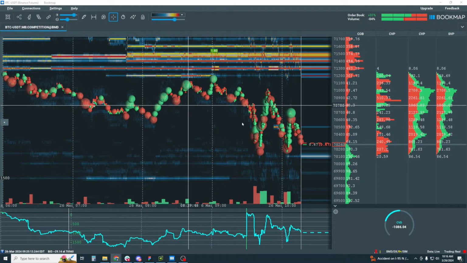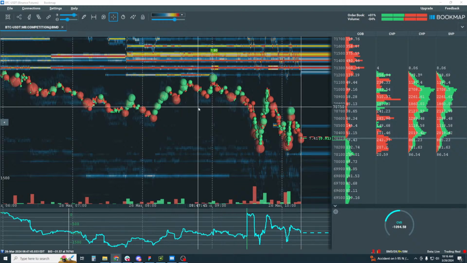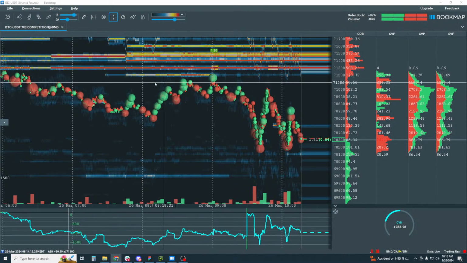Not much going on in here. You can look at the volume, and we're going to look at three elements like we always do in order flow. I'm going to set the foundation for what we're going to cover next.